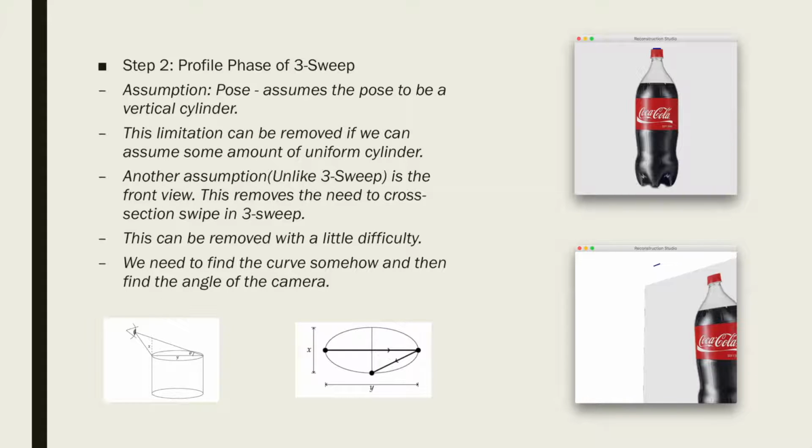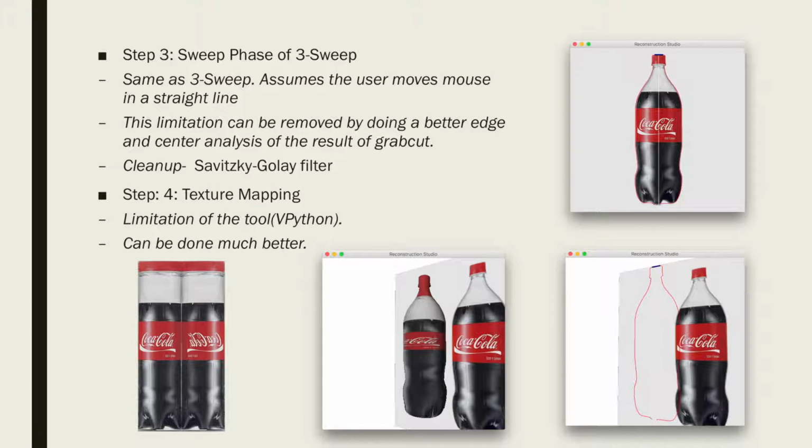Then we go to the profile phase of 3-sweep. In the first phase of 3-sweep, we sweep across Y, then we sweep across X. Based on this, we can get the angle of the object. For the front view, the sweep across X is removed. The sweep across Y is simplified as in to find the top left and sweeps right. Then we do the third phase of 3-sweep, that is sweep across Z. That can be done by sweeping across the edges and finding the average.